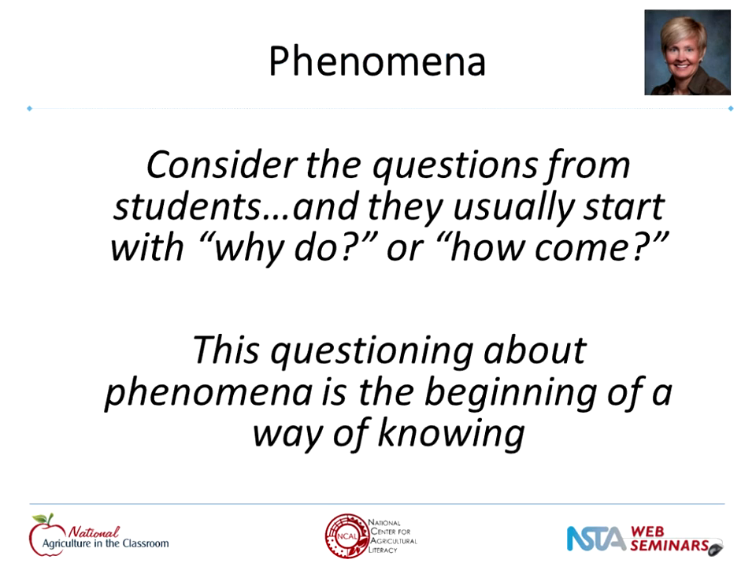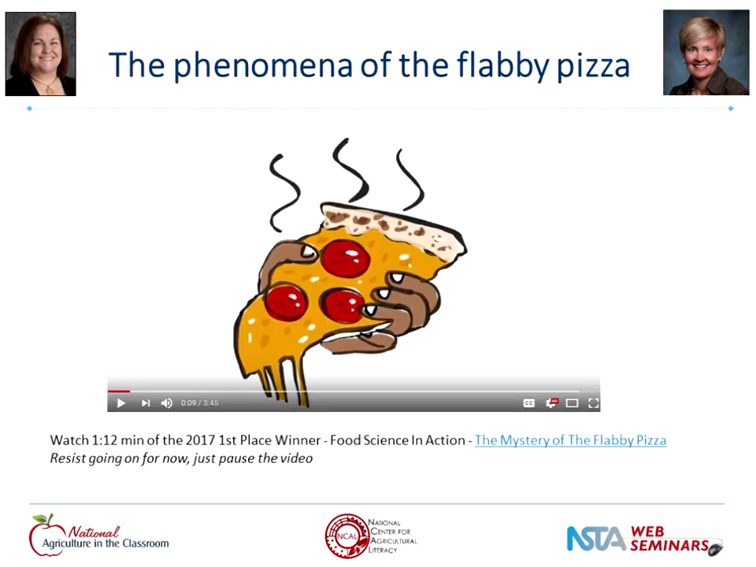In terms of phenomena, another thing that's important in the Next Generation Science Standards, consider the questions from students. They usually start with a why do or how come. They're not things that are just factual, like how many, but more why do and how come. And there are so many of those kinds of things in agriculture. This questioning about phenomena is the beginning of a student's way of knowing, all of our way of knowing. Why do, how come?